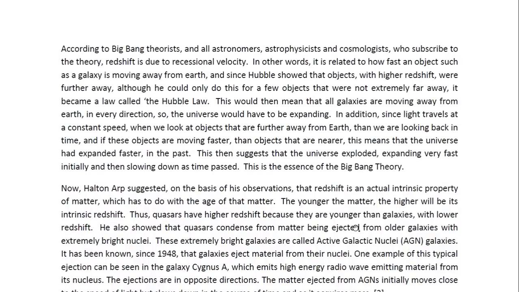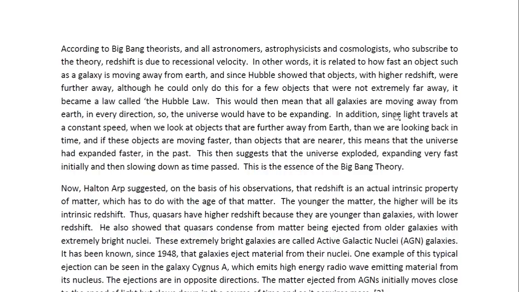Now, according to Big Bang theorists and all astronomers, astrophysicists, and cosmologists who subscribe to the theory, redshift is, as I said, due to recessional velocity. In other words, it is related to how fast an object such as a galaxy is moving away from Earth. And Hubble showed that objects with higher redshift were further away, although he could only do this for a few objects that were not extremely far away. But it became a law called the Hubble law.